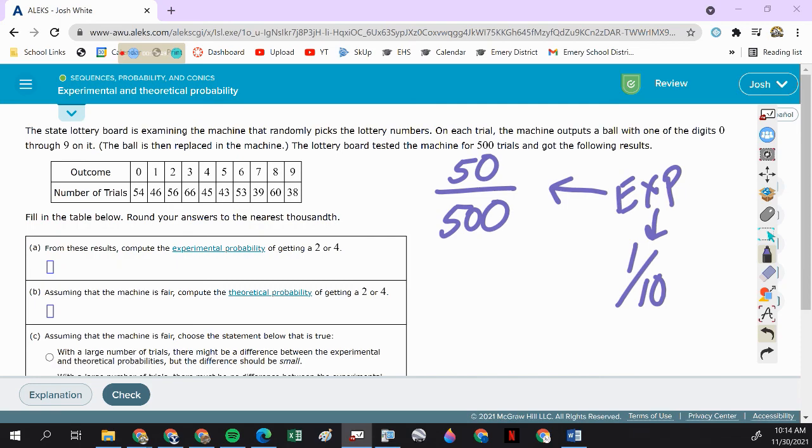Actually, they're not going to use expected. They're using theoretical. Sorry. So in theory, 50 out of 500 results should be 0. What about the number 1? How many times should the number 1 show up?